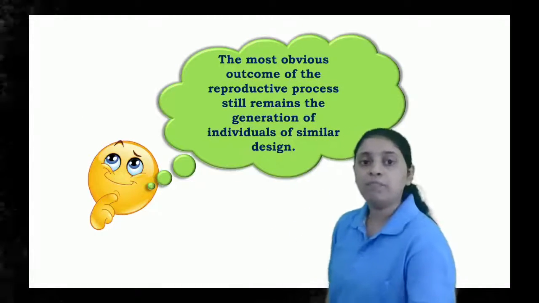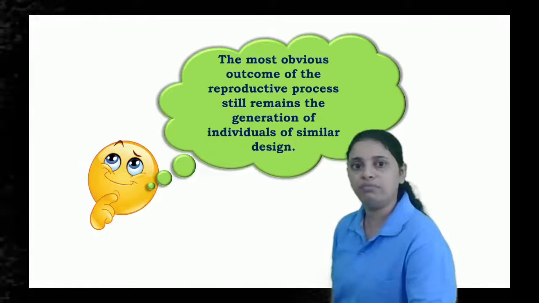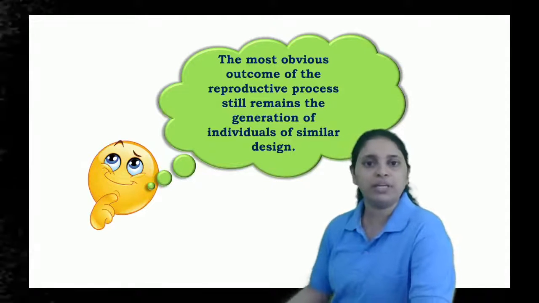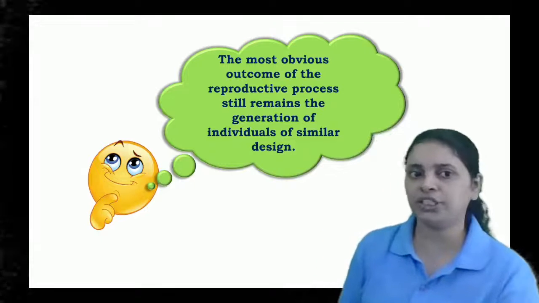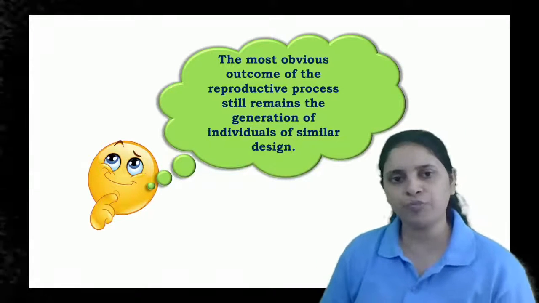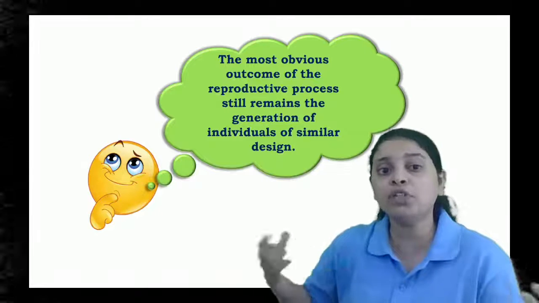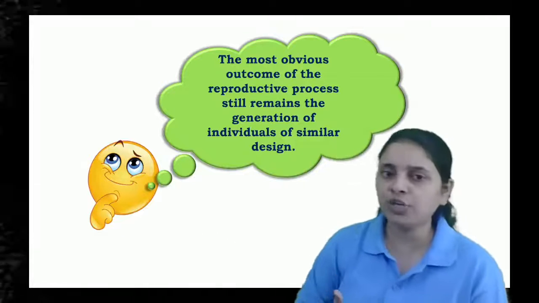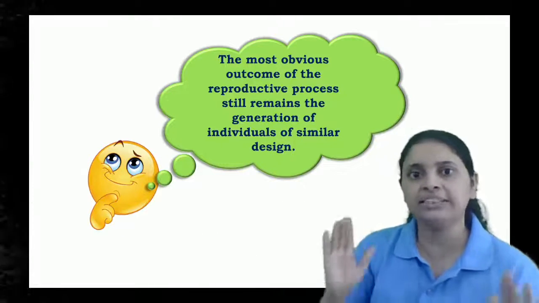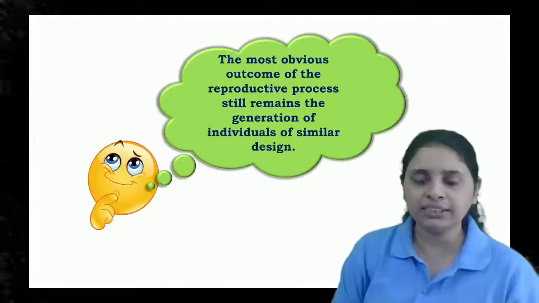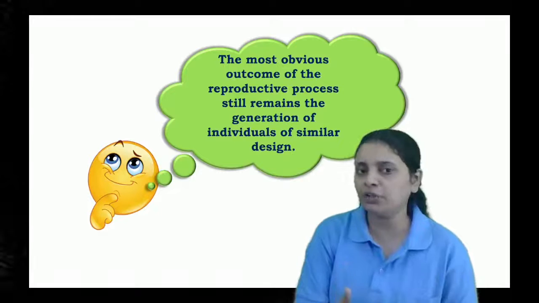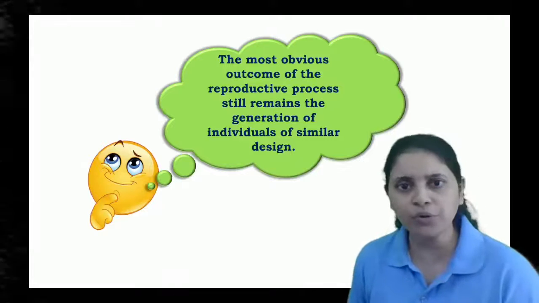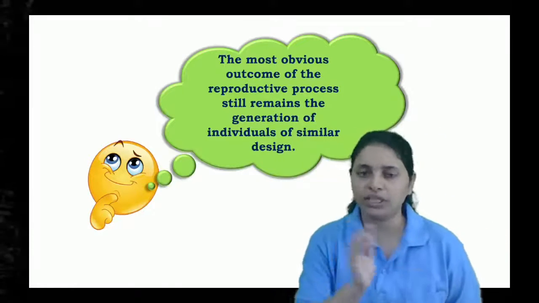Now, the most obvious outcome of reproductive process still remains generation of individual of similar design, right? Whether the reproduction is asexual, जहाँ पे the offsprings are actually very similar, almost identical. Rarely some variations will occur due to error in DNA copying. Sexual reproduction में variation होते हैं लेकिन basic body design तो maintain रहेगा. Yes, ऐसा नहीं है that you have parents and they reproduce sexually and the child will be totally different with some altogether different characteristics. ऐसा तो नहीं होगा. Basic body design तो same ही रहेगा, right?